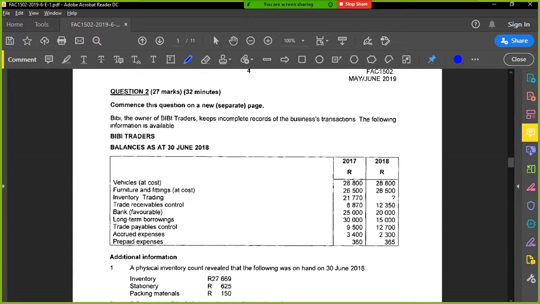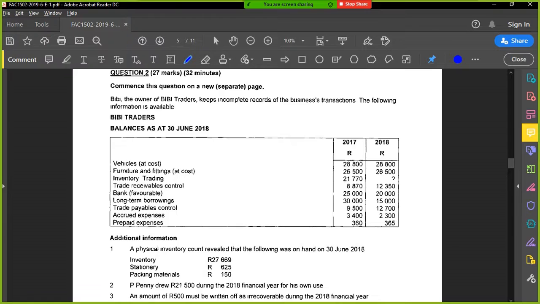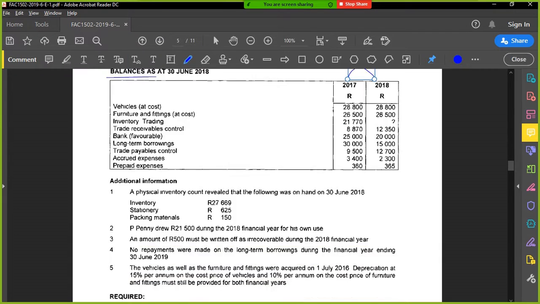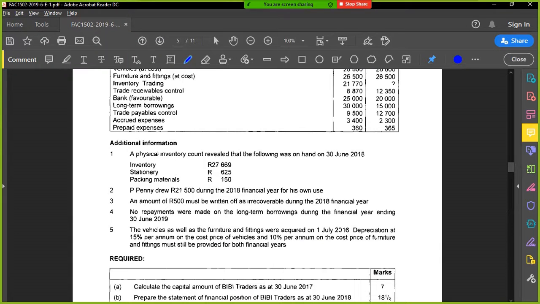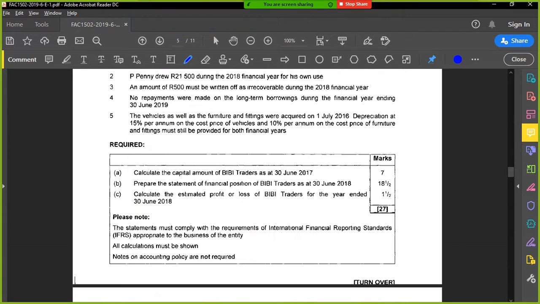There's the question. The question has 27 marks. Again, scope out the question. I've got BB, we've been given balances. I've got opening and closing, that's important to note. I've got additional information, so I know I need to do workings and calculations. Required. What is the required asking for?